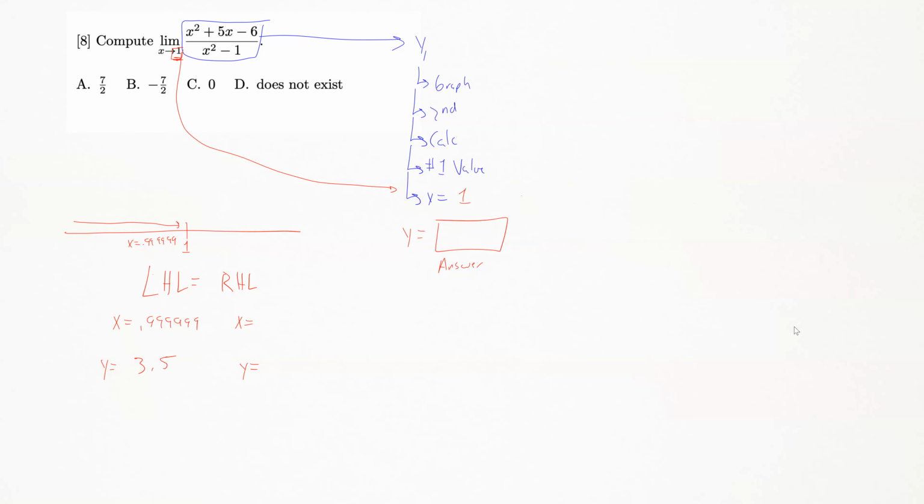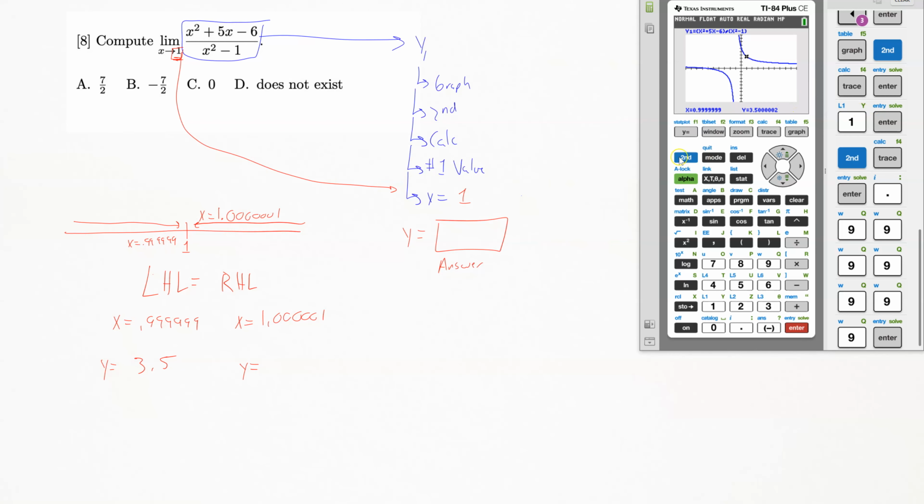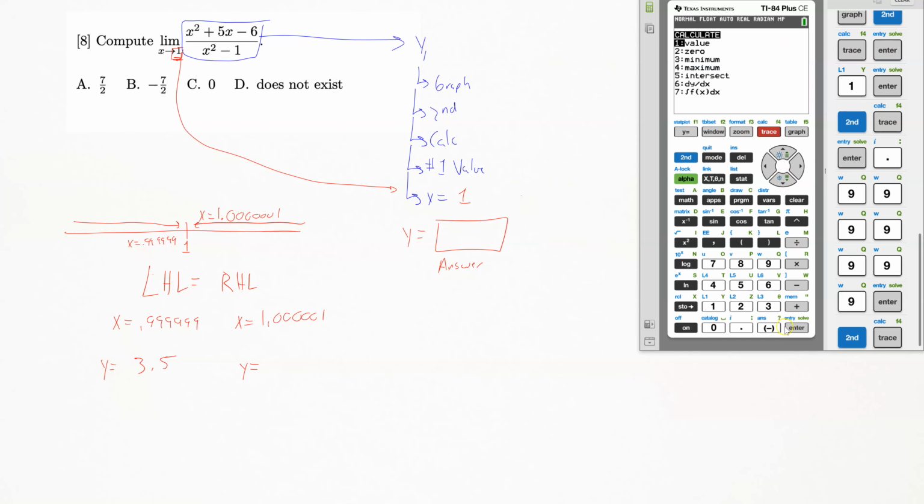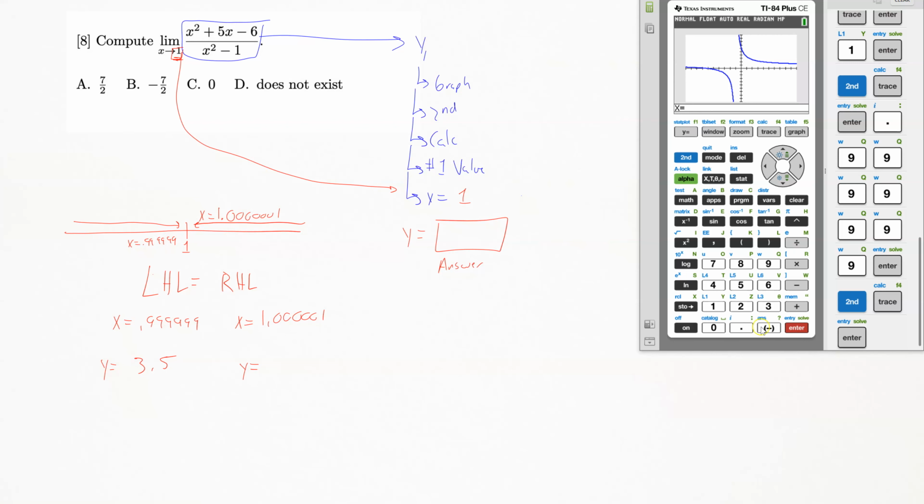As I approach it from the right-hand side, heading towards 1 from the right, now I'm looking at an x value that I would want to test that would be something like 1.00001. So we'll go type in our calc value, and the value we'll type in will be 1.00001. Opening up our calculator again, we hit second, calc, and then choose number 1, which is value, and this time we're going to type in 1 point and then a whole bunch of zeros and a 1, and out of there I get 7/2.